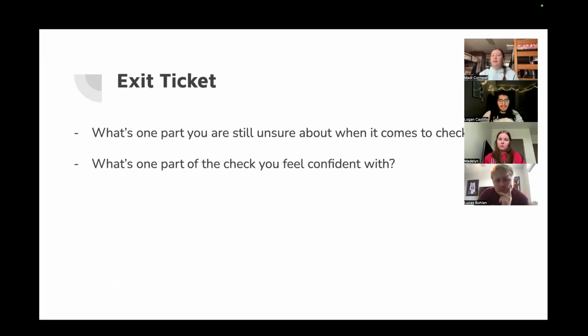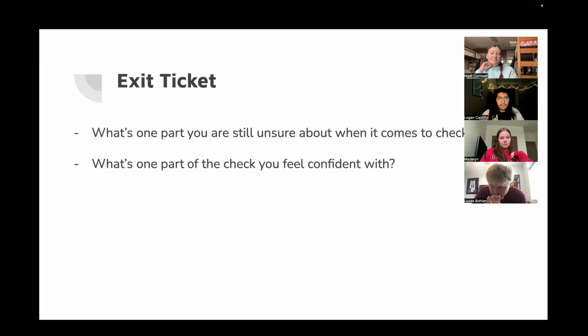Okay, we're gonna do a little exit ticket. So would you guys rather just answer as a group or do you want to fill it in on the slideshow? Answer as a group. Okay. So what's one part you guys are still unsure about when it comes to writing checks? You might not have one, but I just want to see where everyone's at. I think if we did a little practice thing for endorsing a check, that would be helpful, especially with direct digital deposit and that kind of deal too. Yes, that's becoming more and more common.